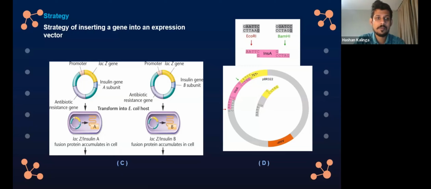In this diagram, you can find there are two types of subunits, A and B. Both are suitable for our further analysis, and this is the most effective part of our insulin gene transformation.